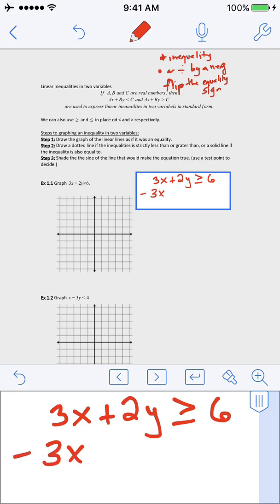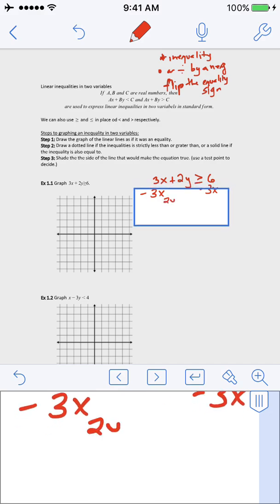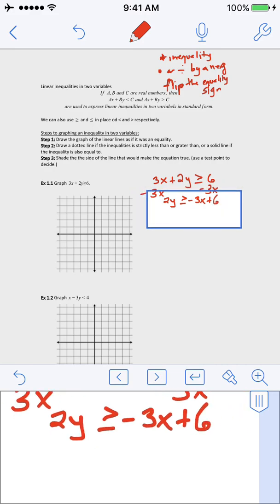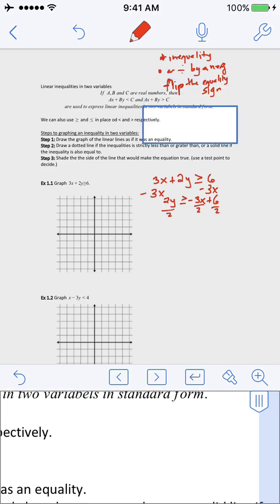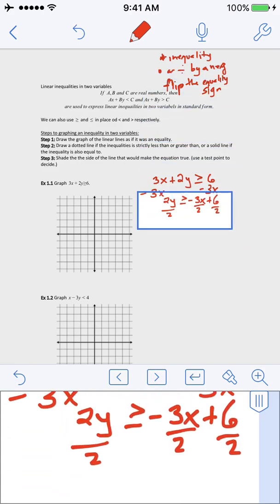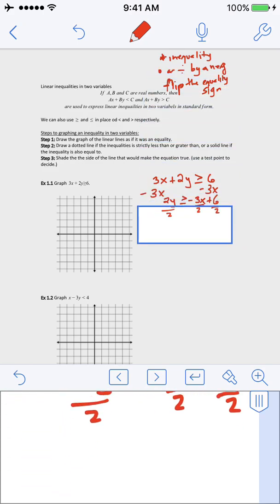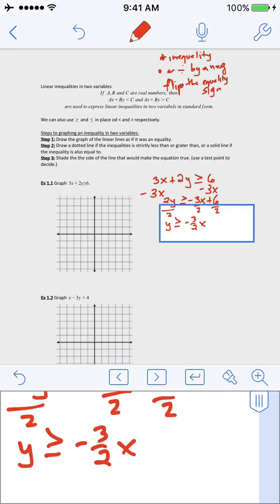So I subtract the 3x from both sides. Yes, it's a negative, but I'm not multiplying or dividing, so I don't do anything to the inequality sign. It just remains 2y is greater than or equal to -3x plus 6, same as if it said equal. Then I divide. Here I might have to worry. I'm dividing by 2, but it's not by a negative, so this sign stays the same. So I end up with y is greater than or equal to negative 3 halves x plus 3.